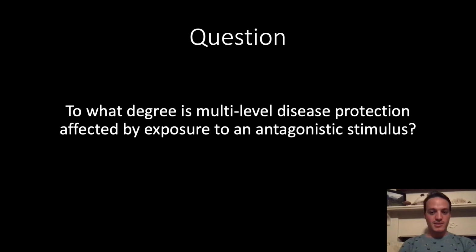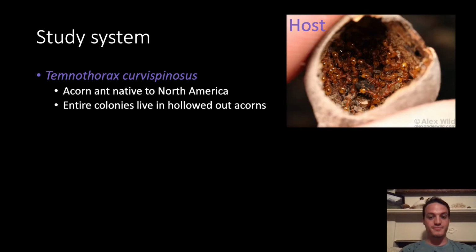As a follow-up to that study, we wanted to investigate how an antagonistic interaction with another ant species may affect both levels of disease protection. The specific question we asked here was, to what degree is multi-level disease protection affected by exposure to an antagonistic stimulus? This will help elucidate if antagonism can alter disease defenses.